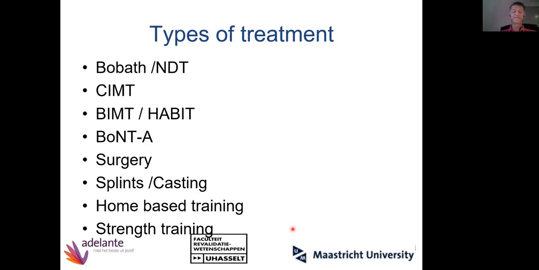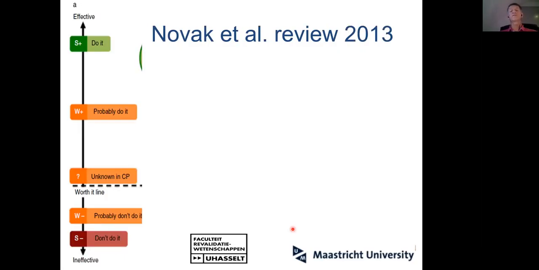So, and now, hopefully you have the same curiosity within these therapies, what has been shown to be effective. And a helpful instrument was already presented the first time in 2013 by Novak et al. within cerebral palsy, and they developed a meta-analysis method, and all that was published at the end, in green, had the advice do it. Orange from probably do it till unknown, and underneath the dotted line the advice for the guidelines would be probably don't do it or don't do it at all.